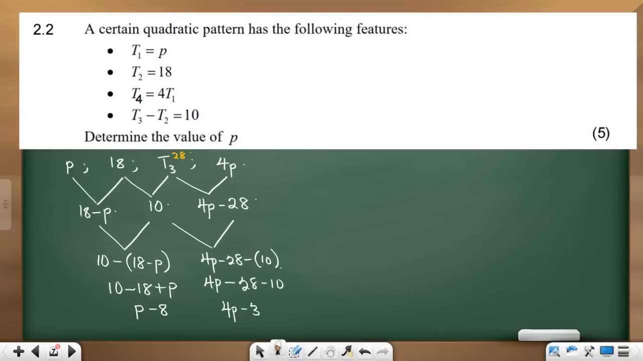And what do we know? The second difference is the same. Oh, sweet maths. So P minus 8 equals 4P minus 38. So P minus 4P equals minus 38 plus 8. What do we have? Minus 3P equals minus 30. So what is P? 10. Beautiful, beautiful question. We move quickly.